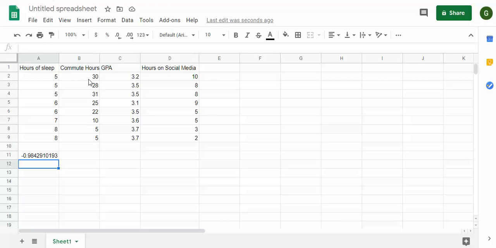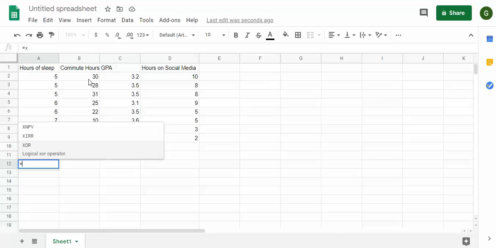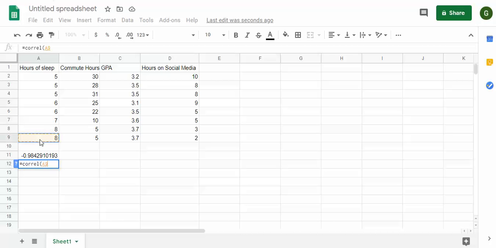Now let's say that I want the correlation between hours of sleep and GPA. Well, I do the same thing, but with the hours of sleep and GPA columns. So equals correl in the left parentheses. Then we highlight hours of sleep, then we put a comma, and we highlight the GPA column, then the right parentheses and press enter, and it's done.